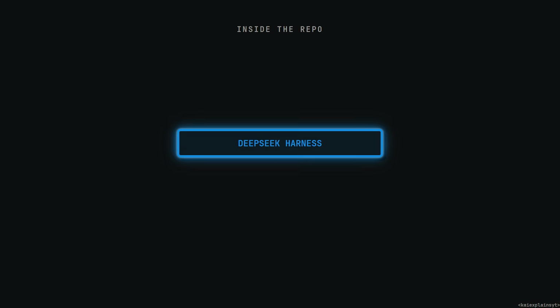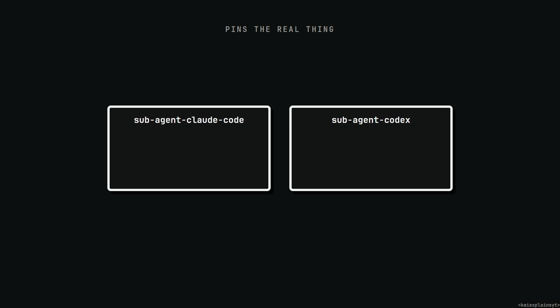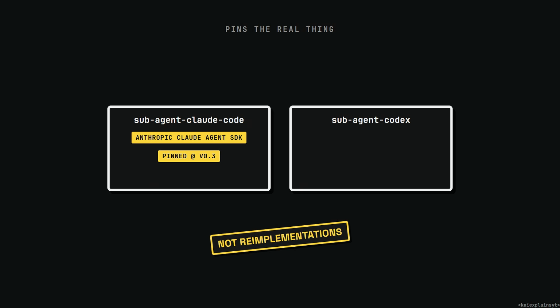All right, buckle in, because this is where the whole thing gets genuinely strange. Inside the DeepSeek Harness repo, there's a directory called subagent, and 2 of the backends inside it are called subagent Claude Code and subagent codex. I assumed when I first saw this that they were re-implementations, inspired-by versions. Nope. The first one pins Anthropic's official Claude Agent SDK at version 0.3, which bundles Claude Code 2.1 itself, a 256 megabyte payload when unpacked.